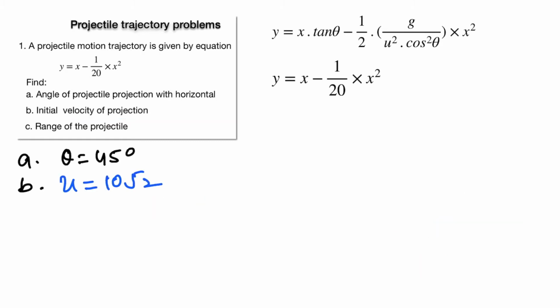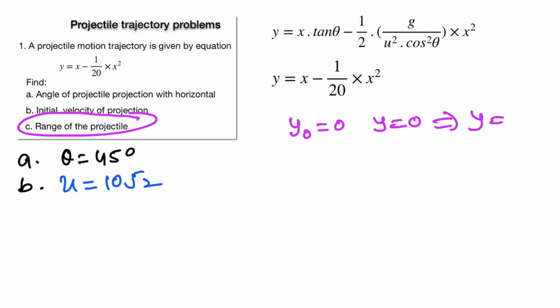Now the last part of the problem is the range of the projectile. Considering this projectile on a horizontal plane, at the point of projection the y coordinate of the starting point is 0, and at the time of landing on the same horizontal ground, the final y is also 0. So the displacement is 0.